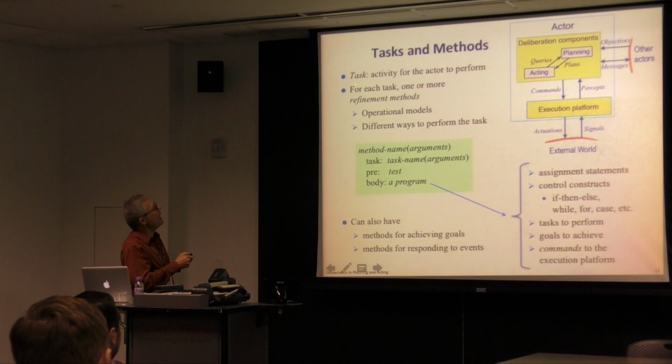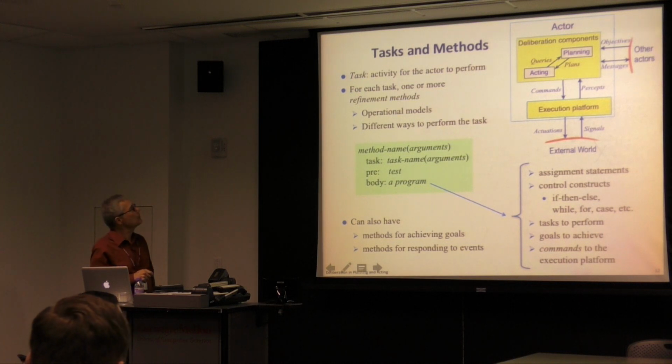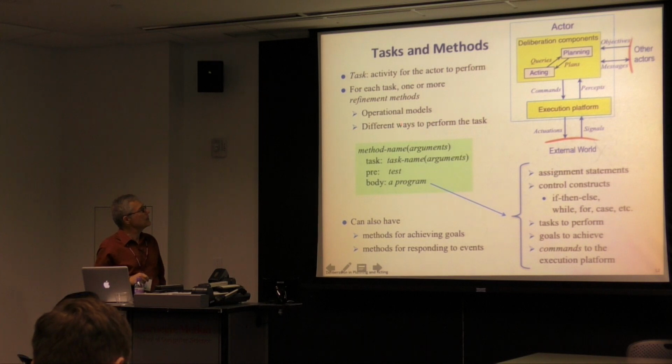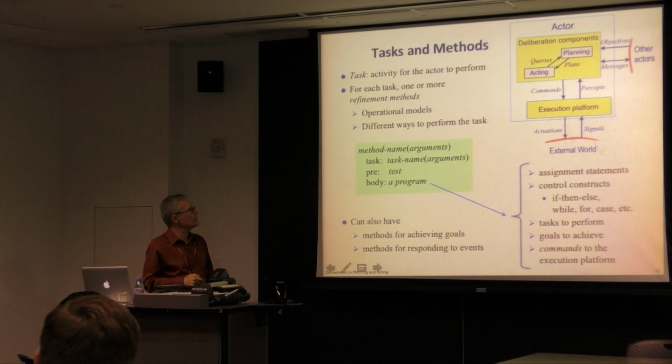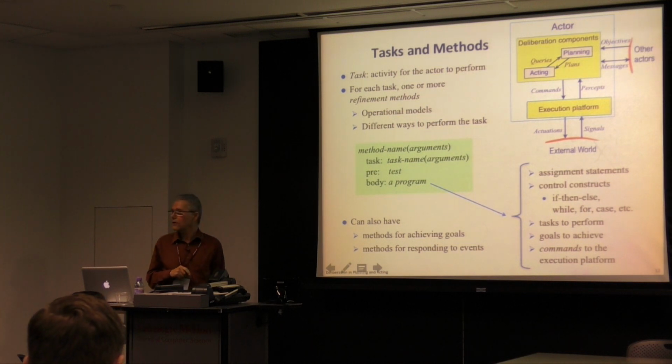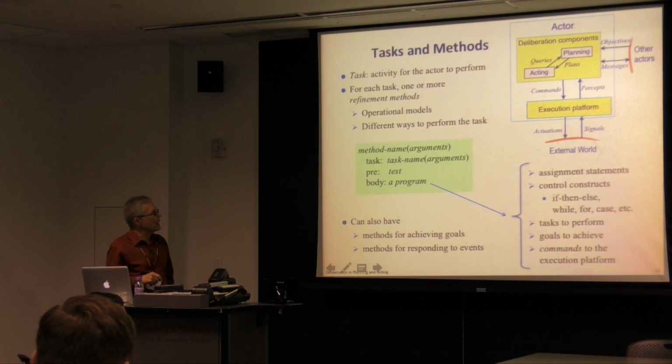Okay, a task is an activity for the actor to perform, and for each task there's one or more refinement methods. These are operational models that provide different ways of performing the task. The syntax that we're going to use for those looks like this, where you have a name for the method, an argument list, the keyword task, and then whatever the name of the task is that this method can be used for, and whatever the arguments of it are. Okay? And a precondition test, and then the body of the method is a program.